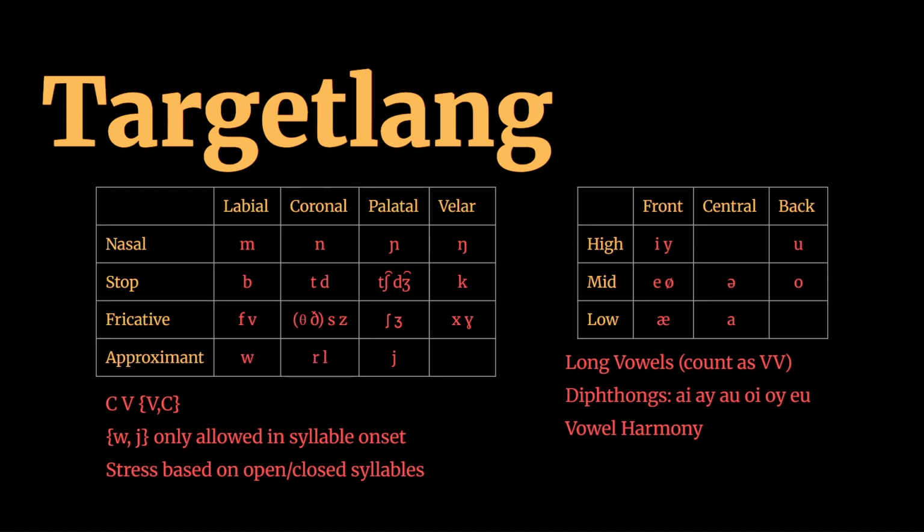Our first language, target lang, in which we're going to be aiming for a particular phonology, has a lot of different vowels. Most notably, we have those front rounded vowels.